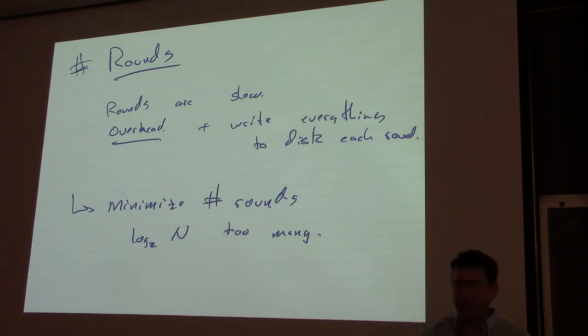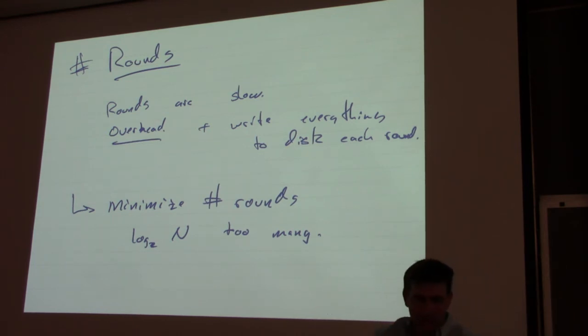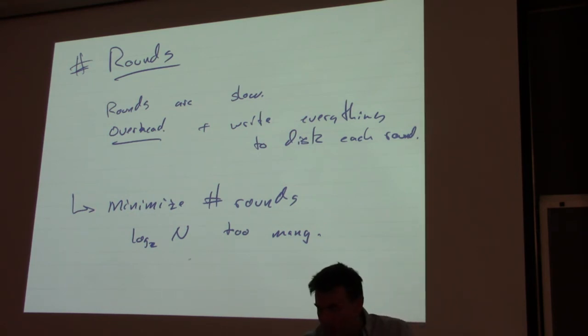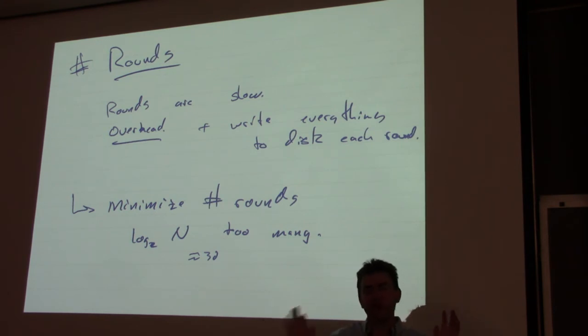Okay, so if you have a trillion key value pairs, which is not normal at this scale, log base 2 of this might be like 30 rounds, and with 30 rounds all of your time would be spent in the overhead of these rounds. That'd be too many. So you really want a constant number of rounds.